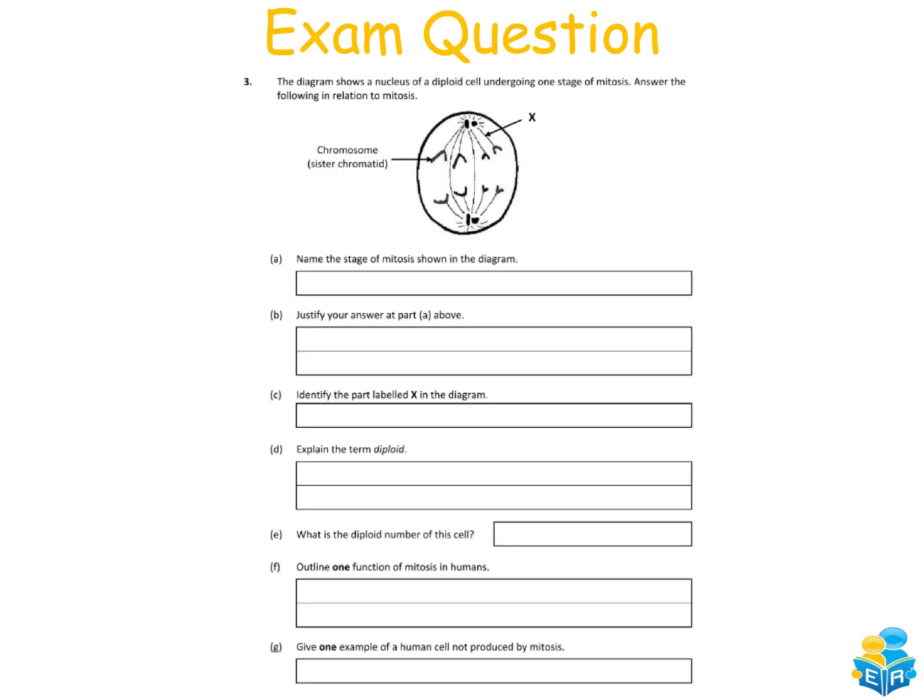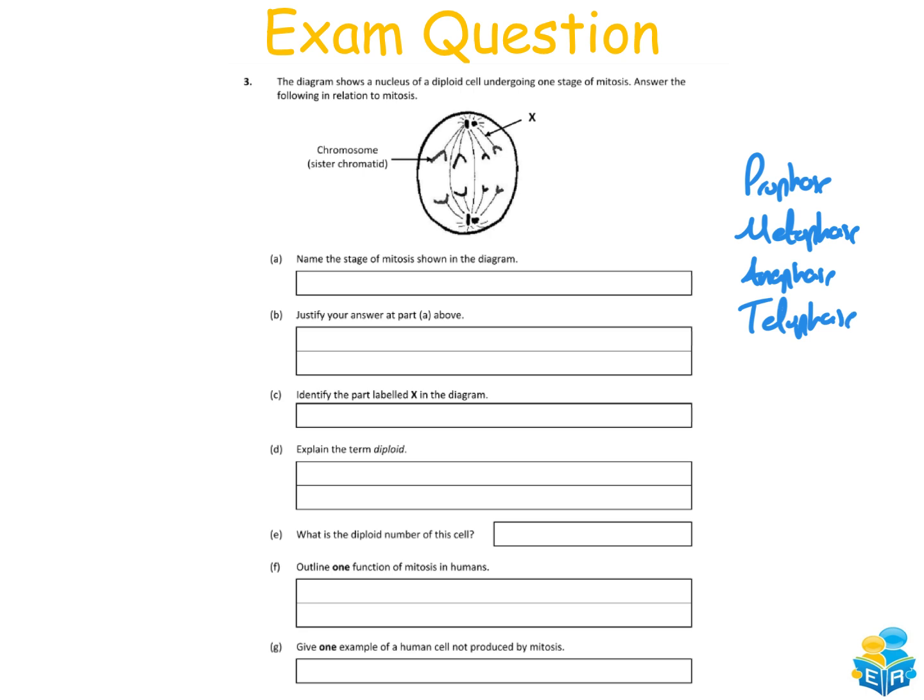Okay, so we're going to have a look at a couple of exam questions then based on cell division. So the diagram shows a nucleus of a diploid cell undergoing one stage of mitosis. Answer the following in relation to mitosis. So the first one, we have to name the stage of mitosis shown in the diagram. So we know that's either going to be prophase, metaphase, anaphase, or telophase. Now, in prophase, the nuclear membrane starts to divide.